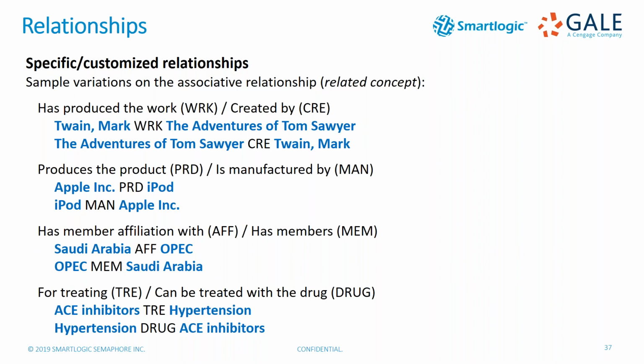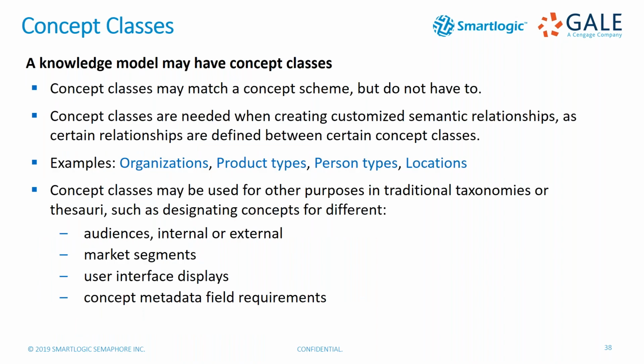And I've made up these relationships, but they are based on the associative, and they have to be reciprocal. So this is a task of knowledge modeling as well. And I mentioned concept classes. That's a requirement if you do have customized relationships, because you set it up between the different classes: the classes of people and works, between products and companies, between products and, in the case of drugs, a disease they treat.